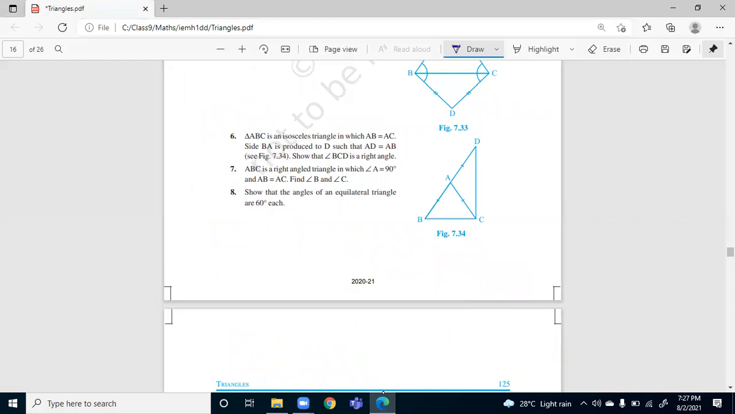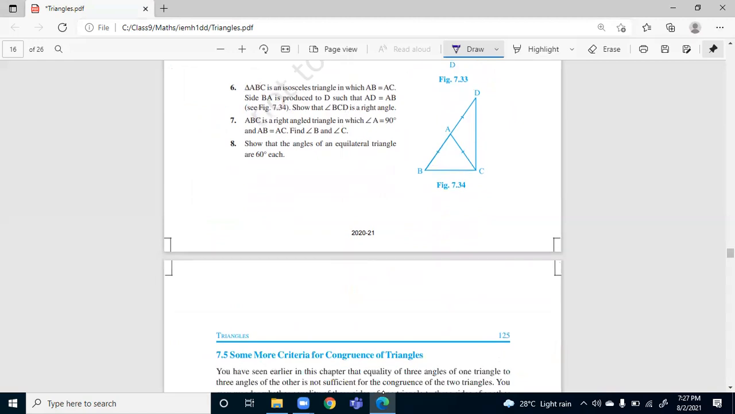Okay, so let's move to question number 7. ABC is a right angle triangle in which angle A is 90 degree. The diagram is not given, so we have to make ABC as a right angle triangle. So it is A, B, and this is C. Angle A is equal to 90 degree and AB is equal to AC, so these two sides are equal. You have to find angle B and C.